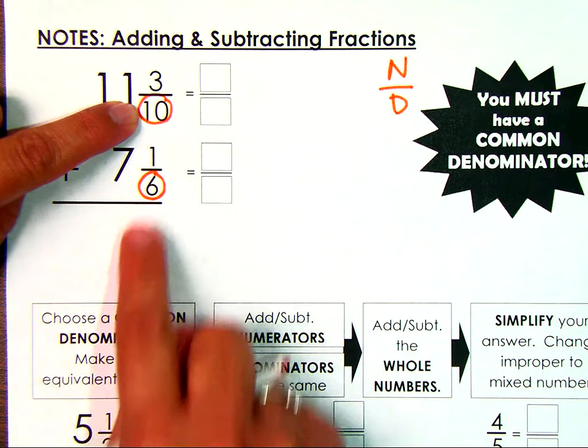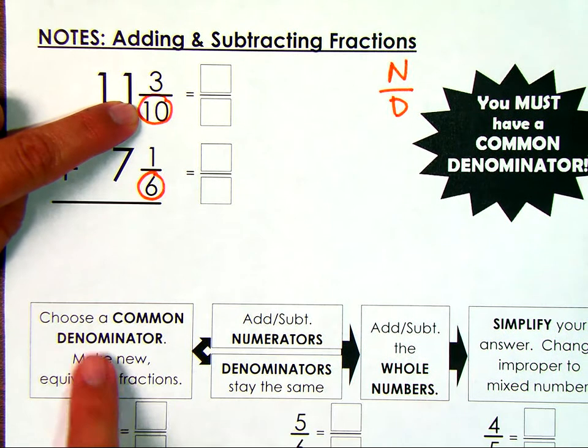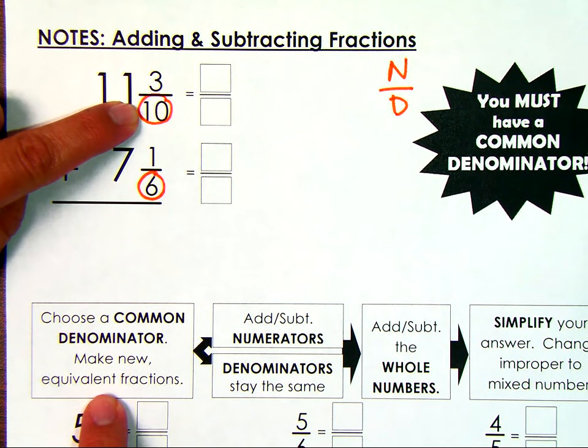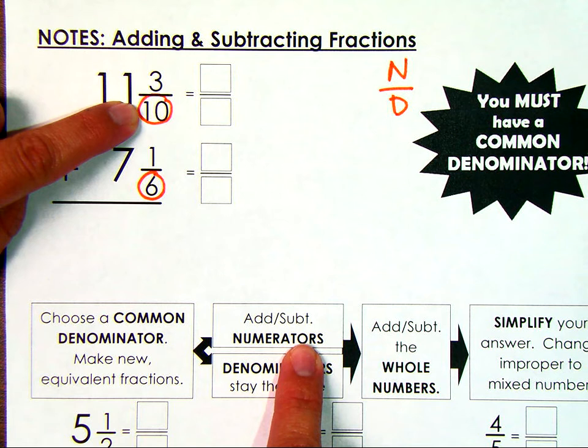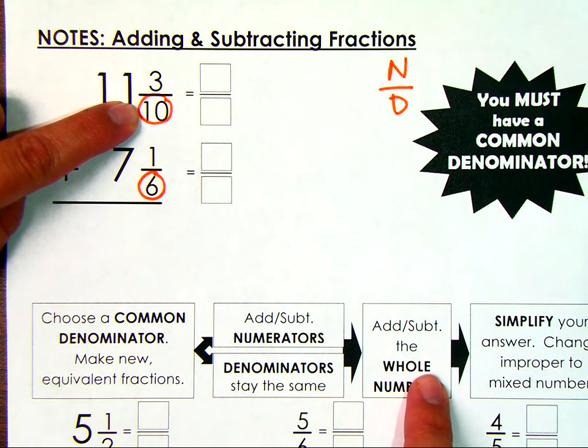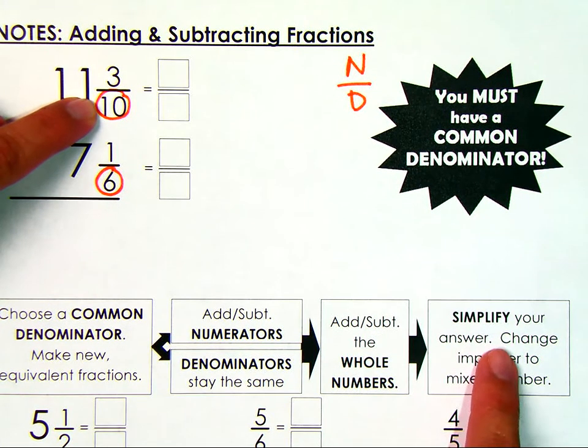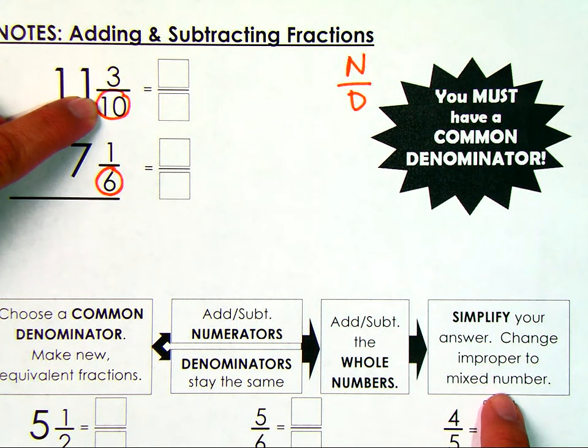But here are my steps right here as I'm talking about it. We're going to choose a denominator and make new equivalent fractions. We're only going to add or subtract the numerators. That denominator is going to stay the same. Then we're going to add or subtract the whole numbers, and then we're going to simplify or reduce your fraction, and make sure that also means changing your improper fractions to a mixed number. So we'll review a couple of those too.